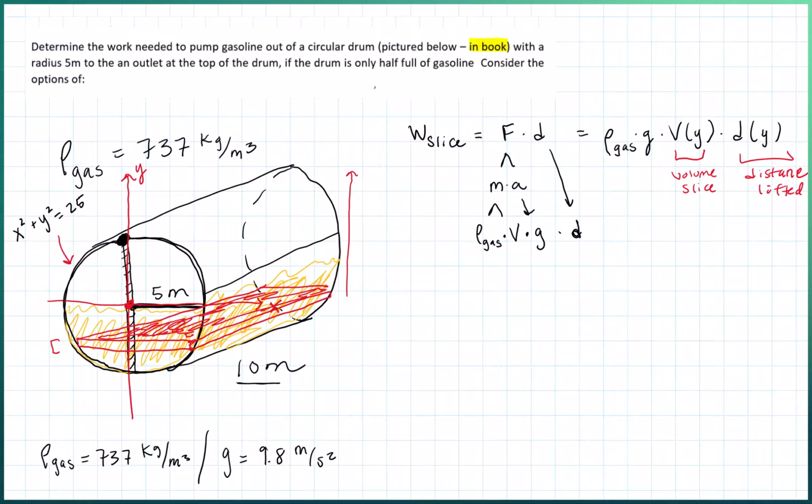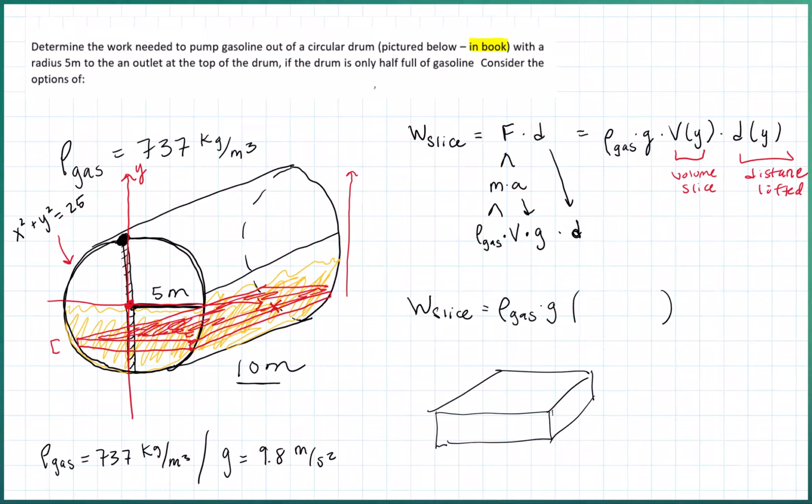So let's think of that in terms of our scenario. The work for a single slice is going to be the density of gas times gravity. Now, what is the volume of every slice? Well, if we look at this picture right there, every slice is that rectangular slice. So when we think about a rectangle, we think of width times length times height.